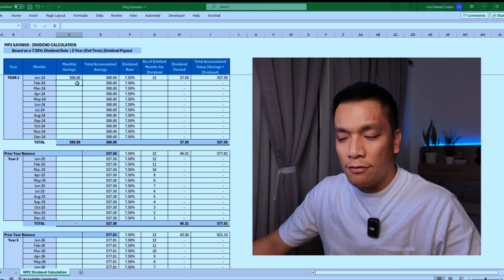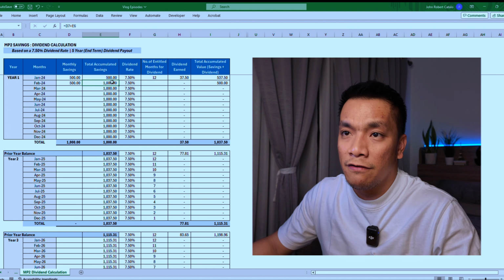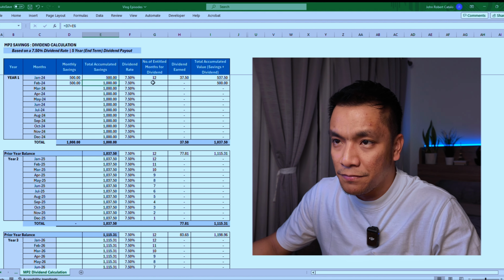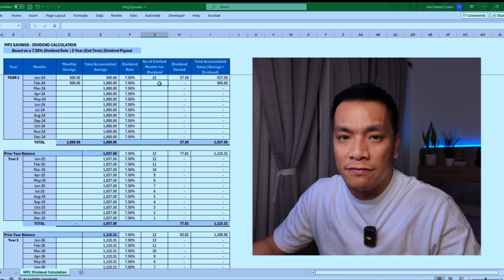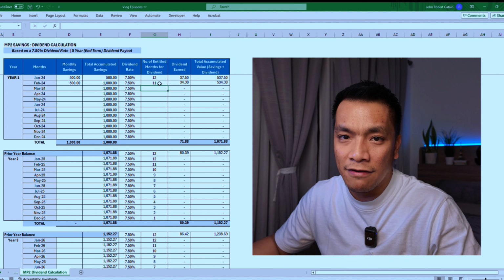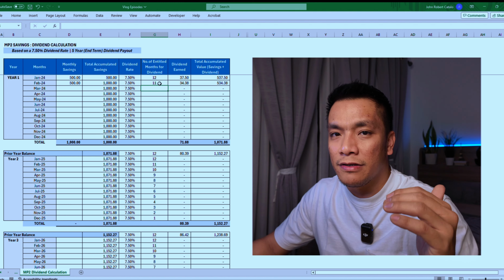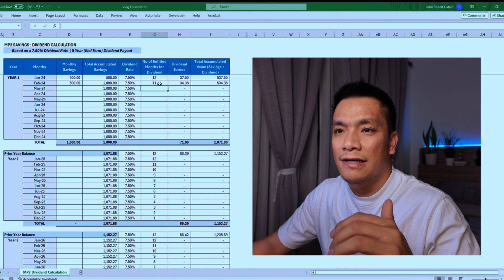And again, let's assume na naghulog ka ulit ng 500 in the month of February. Ngayon, accumulated savings mo na ay 1,000. And magkano yung ilalagay natin na number of entitled months for dividend? The number of months would be 11. Kasi if you're going to count from February to December, 11 months na lang siya. So yun na lang yung months na entitled ka sa dividend.